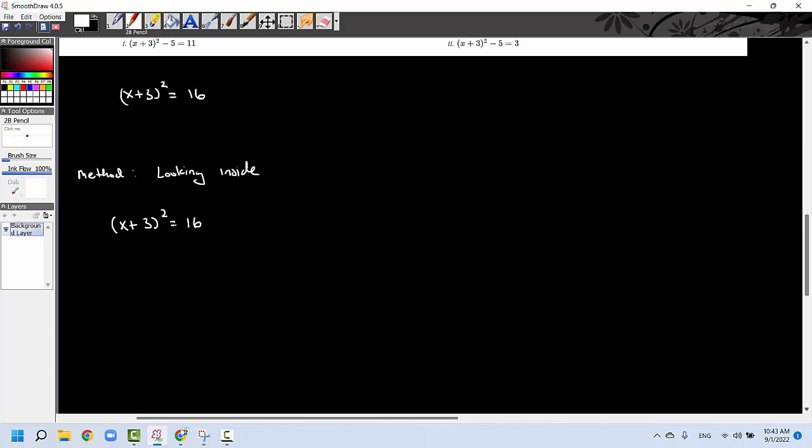And what it does is it says, well, what can x be in order to make the outside 16? In other words, if I take x and I add it to 3 and then I square it, what number would have to be on the inside to make this thing 16? Well, I know that the inside would have to either be a -4 or a +4, because either one of those squared would end up being 16.